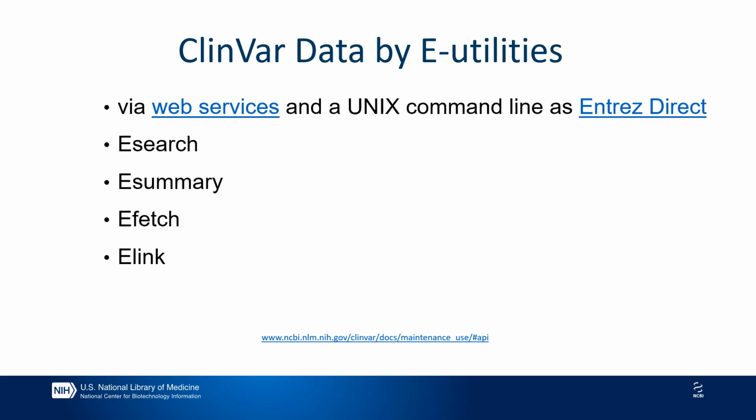So for ClinVar, we have 4 of the e-utilities functions available. eSearch lets you search ClinVar for records of interest. So for example, you can search for a gene symbol or a disease and get back all of the IDs for records that match your search term. You can then use those IDs to use eSummary to get back a summary of each record of interest, or use eFetch to get the full record for each of those results. eLink lets you make connections between those records of interest in ClinVar and data that may be available in other Entrez databases like PubMed. More information about how to use e-utilities and ClinVar is available on our website also.